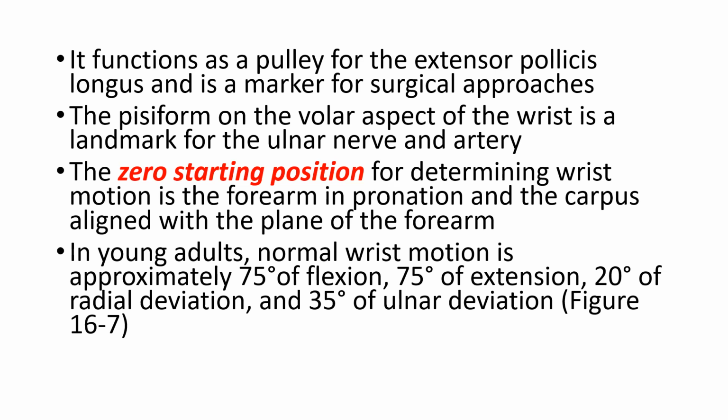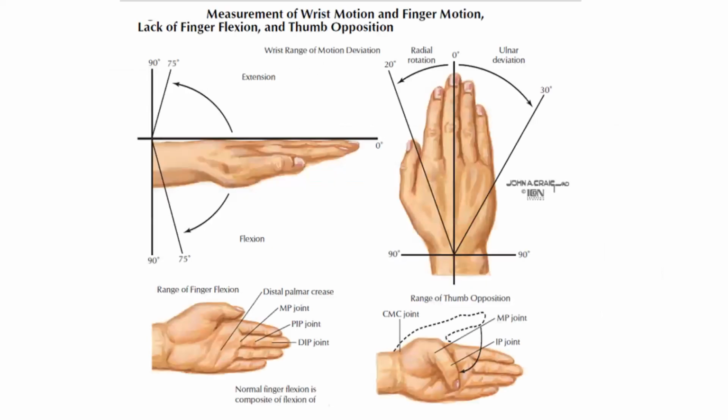One of the questions we enjoy asking is, when you look at the wrist and you examine for radial deviation and ulnar deviation, which angle is larger? Is it in ulnar deviation or is it in radial deviation?